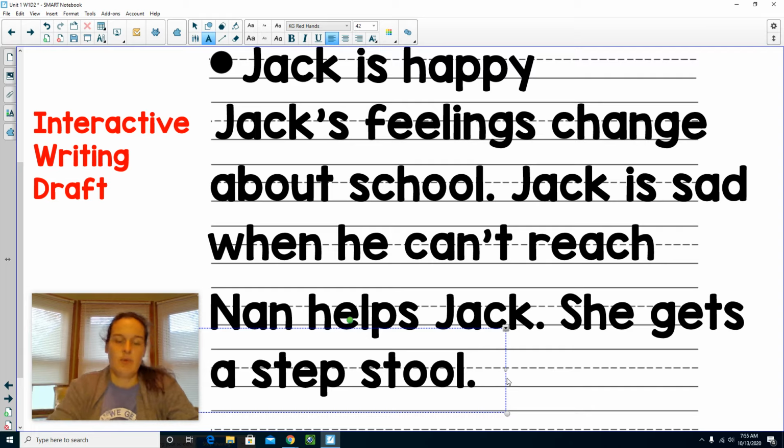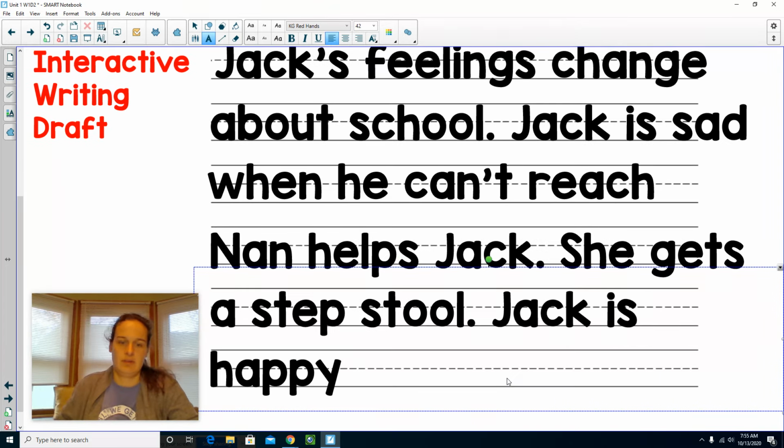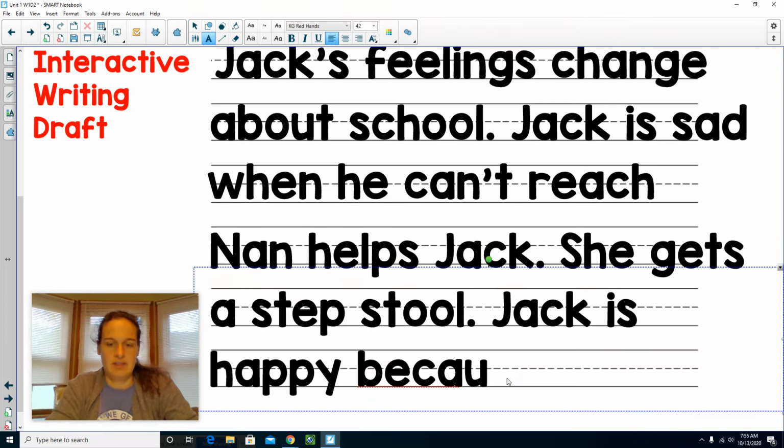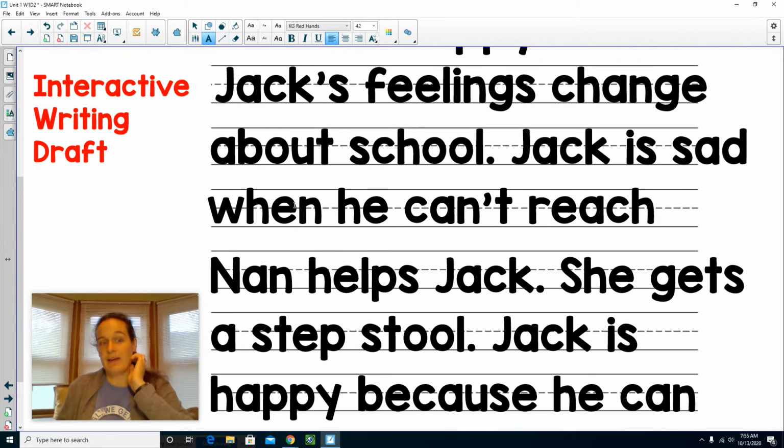Okay, then what do we know? Well, Jack is happy because he can reach. And there we go. We have our whole story. So let's go back and we're going to read it and we're going to check to see if I have capital letters and periods wherever I need them.